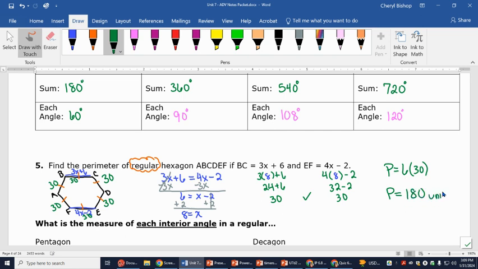I don't know what my units are. I'm just going to say units. Okay?